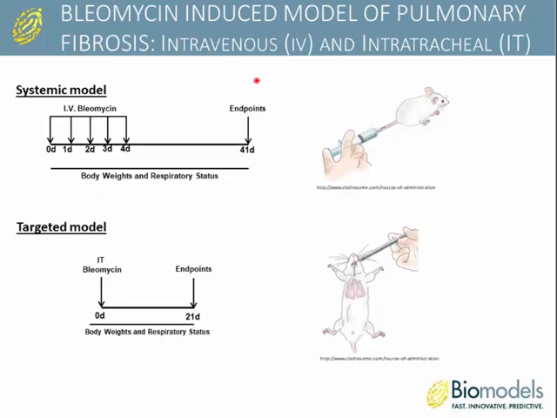Throughout the study, body weights are measured and respiratory status is noted as a good indicator of the progression of the disease. In the targeted model, bleomycin is introduced intratracheally directly into the lungs, and the endpoints are gathered about 3 weeks later. And so between these 2 models, by titrating the amount of bleomycin that is given, we can titrate the severity of the disease.